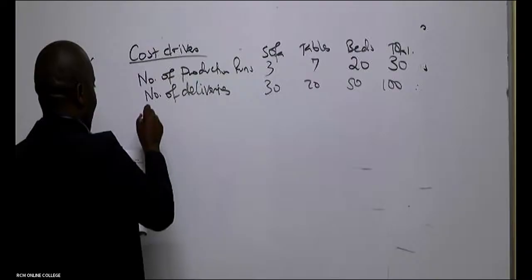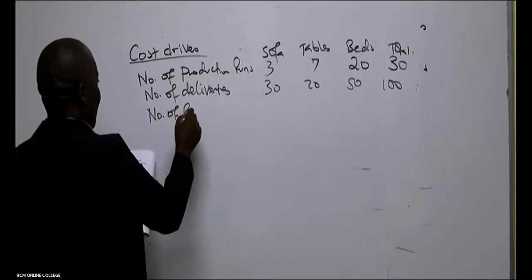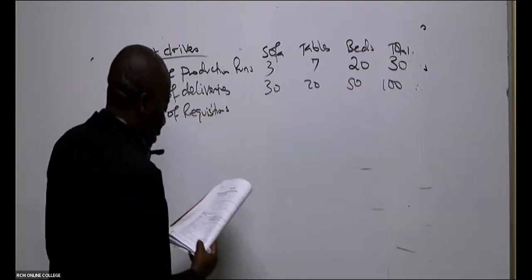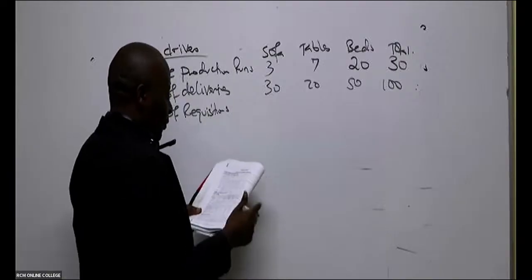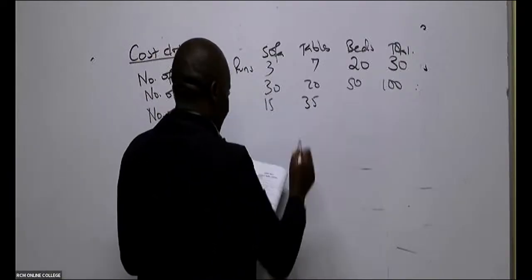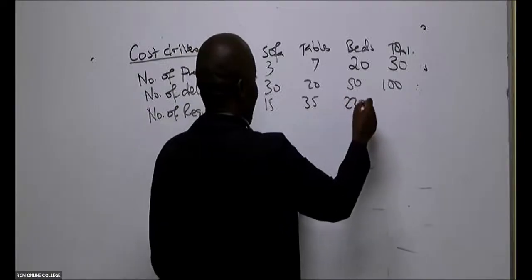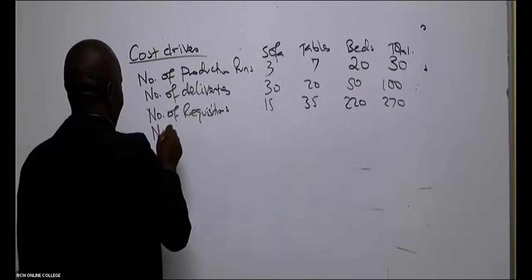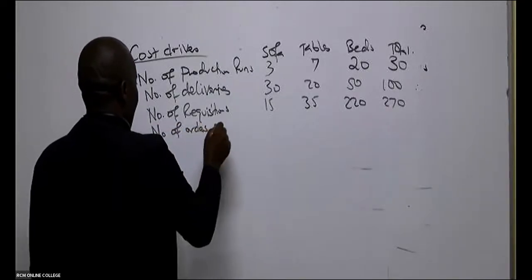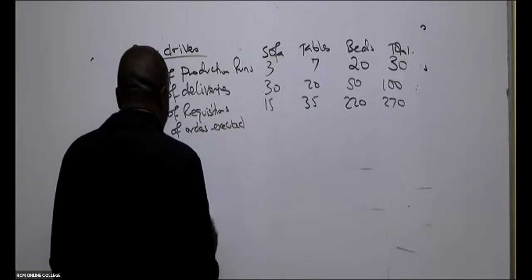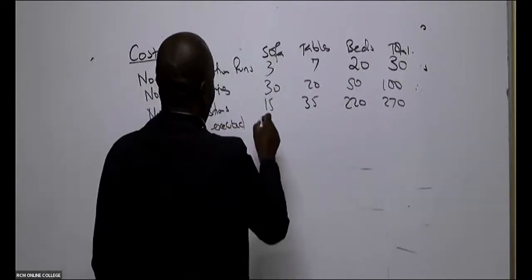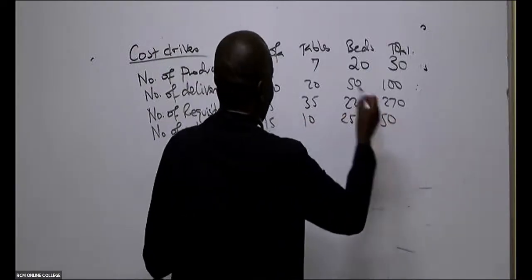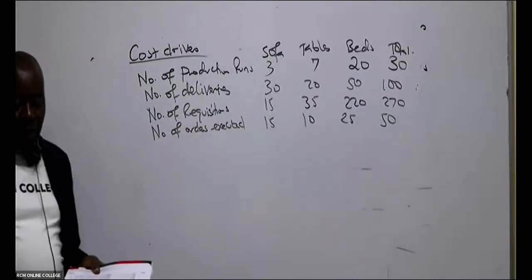Then we have number of requisitions: 15, 35, 20, giving us 270. Then we have number of orders executed. I have to understand this: 15, 10, 25. Let me know once you are able to copy up to there.